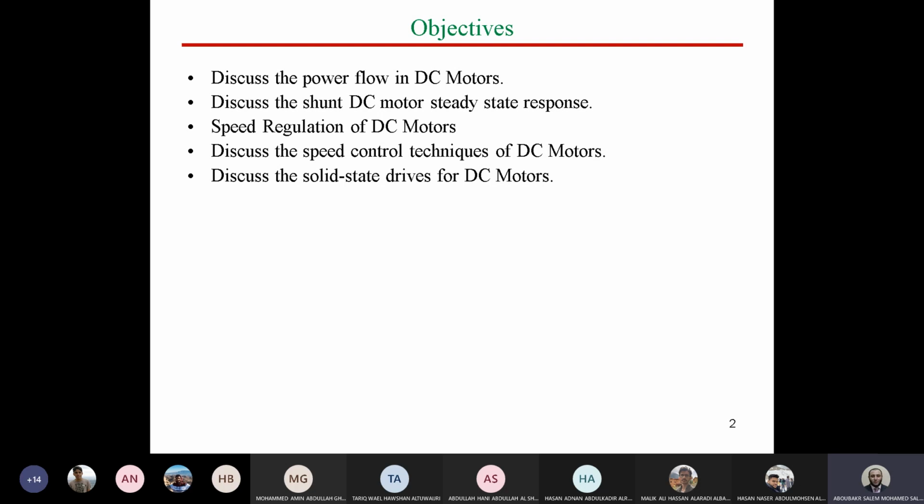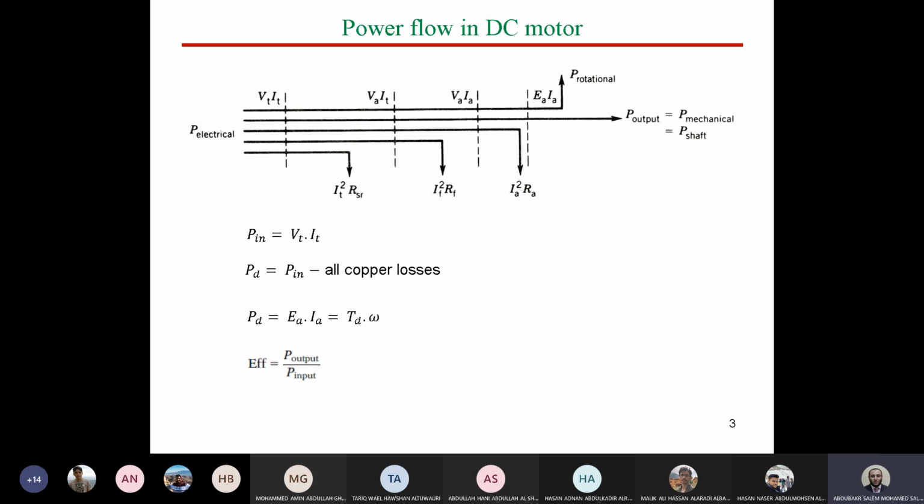These are the objectives of these slides. We may not cover it today, we may cover it in 2 or 3 classes. So let's start with these objectives.